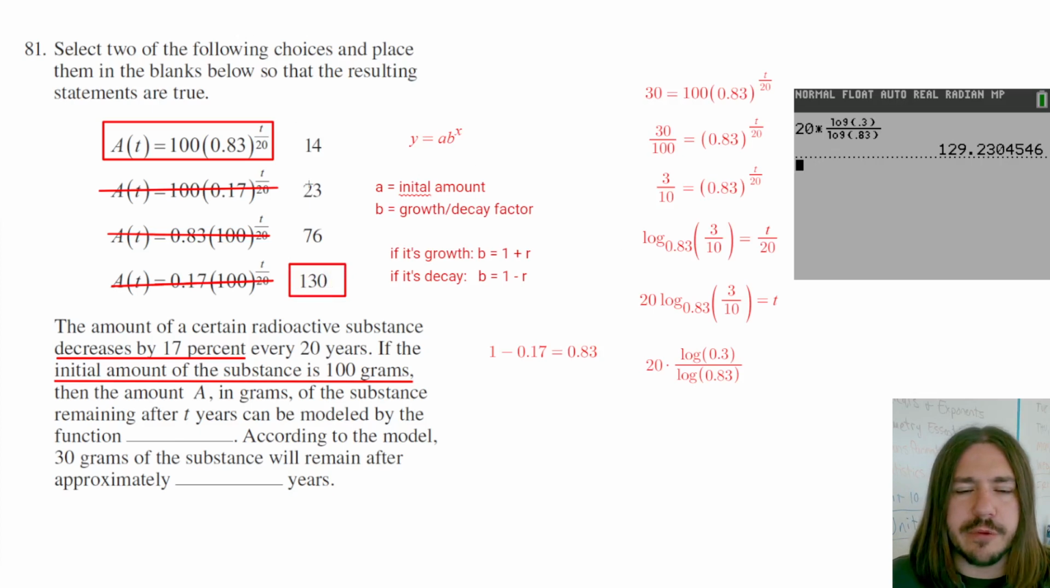Even if you had to go through all four of these answer choices, it is probably faster to just plug those into T once you've identified the equation and see which one actually equals the closest thing to 30.